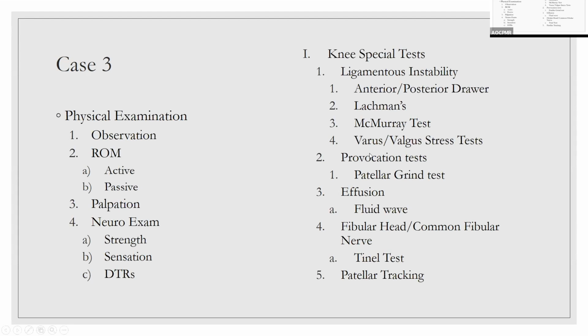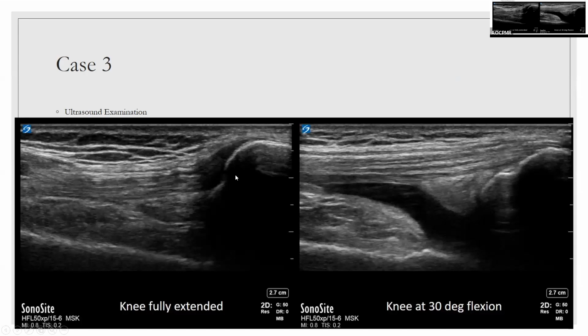So you go through all your different tests, your ligament tests and range of motion. She has a little bit of limited range of motion, active and passive, only in flexion; she has full extension. On palpation, she's a little tender, and she has a positive fluid wave over here. Neuro exam is normal. You also notice the patellar grind test hurts, and patellar tracking is fine. And here's what you see under ultrasound.